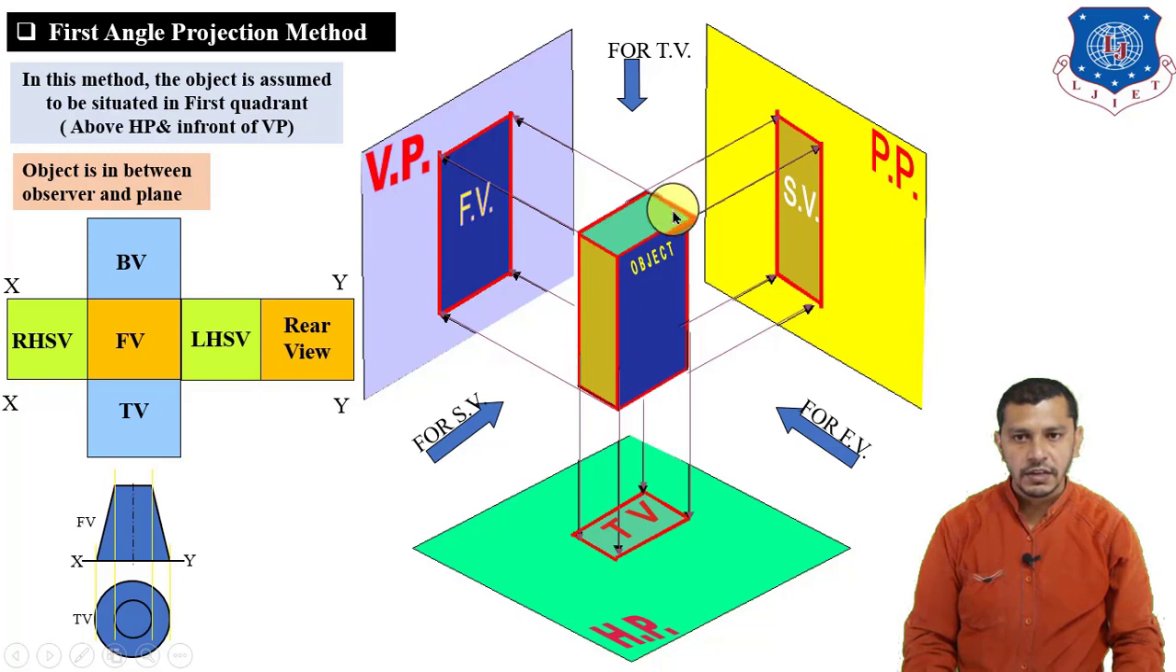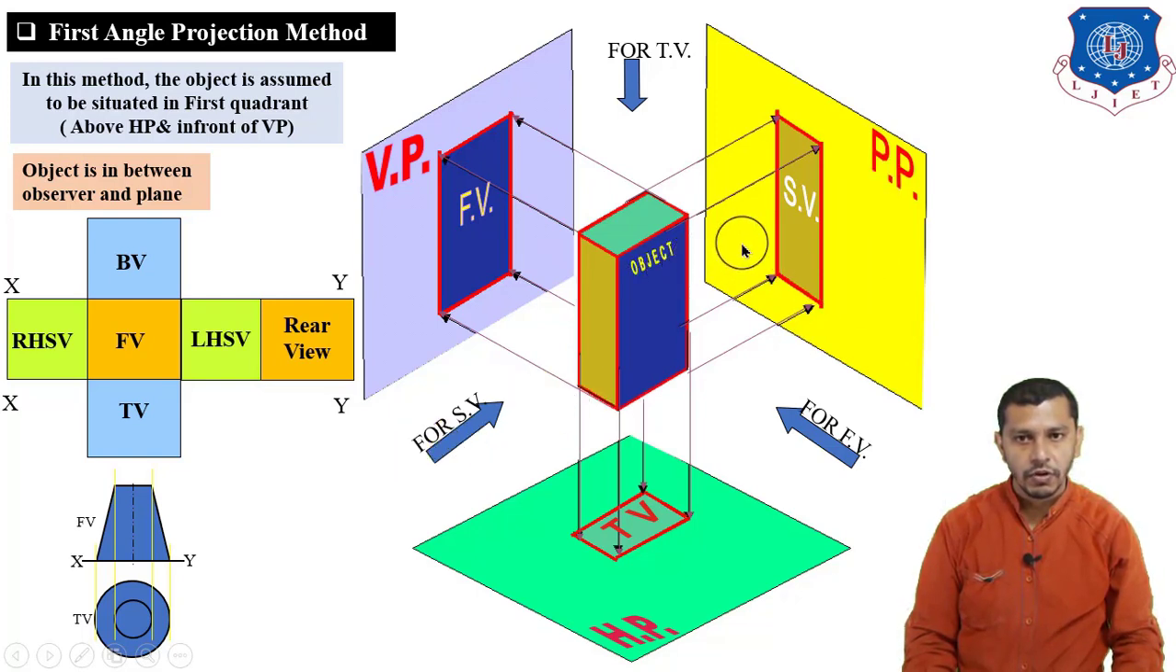And right now you can see that the object is in the first quadrant. That means it is above HP and in front of VP. If you are taking the object in the first quadrant, it will be in between the plane and the observer. So if you are observing the front view of the object, the observer will be over here, the object is here and the plane is here. So the object is in between the observer and the plane. For the top view also, the object is in between the observer and the plane, and for the side view the object is in between the observer and the plane.